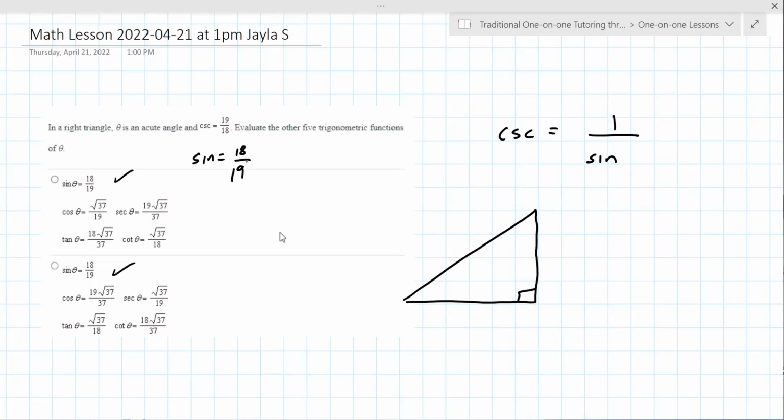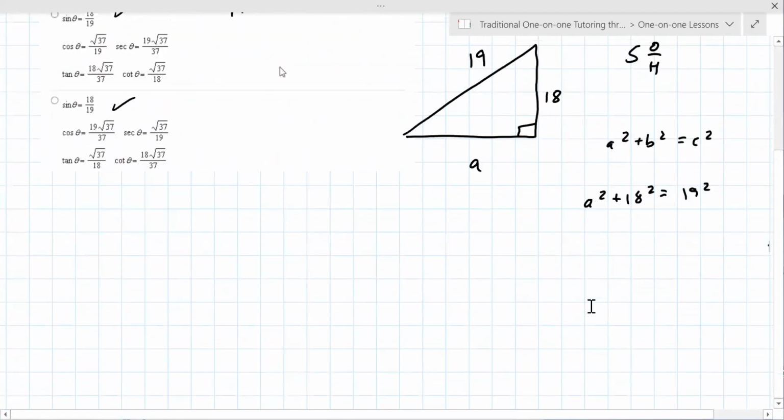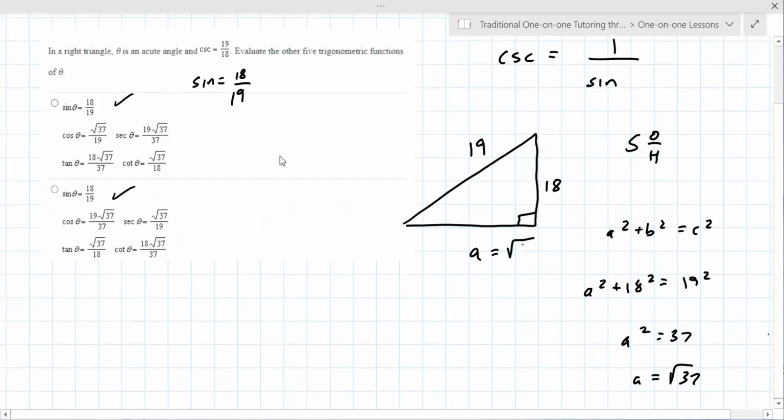So sine is opposite over hypotenuse. So that's 18 over 19. And this third side you find from the Pythagorean theorem. So I've got a squared plus 18 squared equals 19 squared. You definitely want to use your calculators for this. You're going to find that a squared equals 37 and a equals the square root of 37. You can manipulate this equation: it's 19 squared minus 18 squared to get a squared. So that's the square root of 37 there.